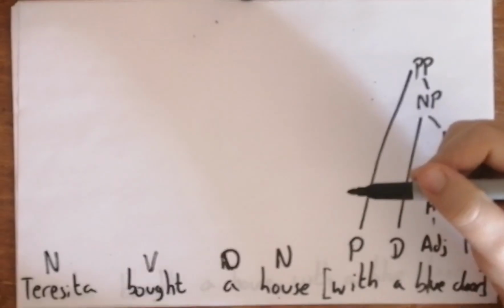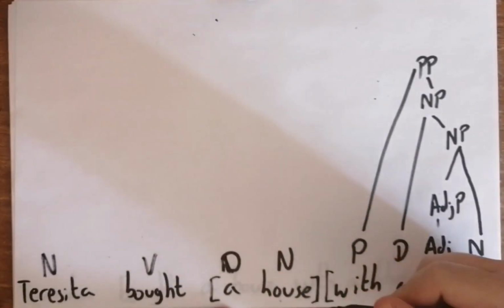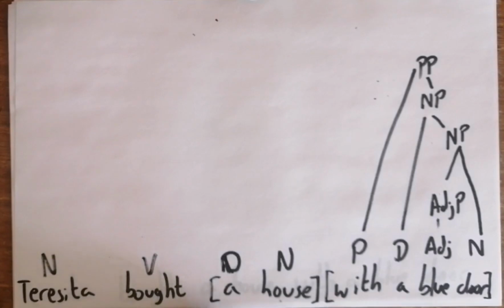And then we can go a little bit backwards. So bought a house. So let's deal with a house. A house is obviously a constituent, right? But in this case, we're saying that a house with a blue door is not a constituent because with a blue door was the way she bought it. In the next one, we'll see that a house with a blue door is all one constituent.